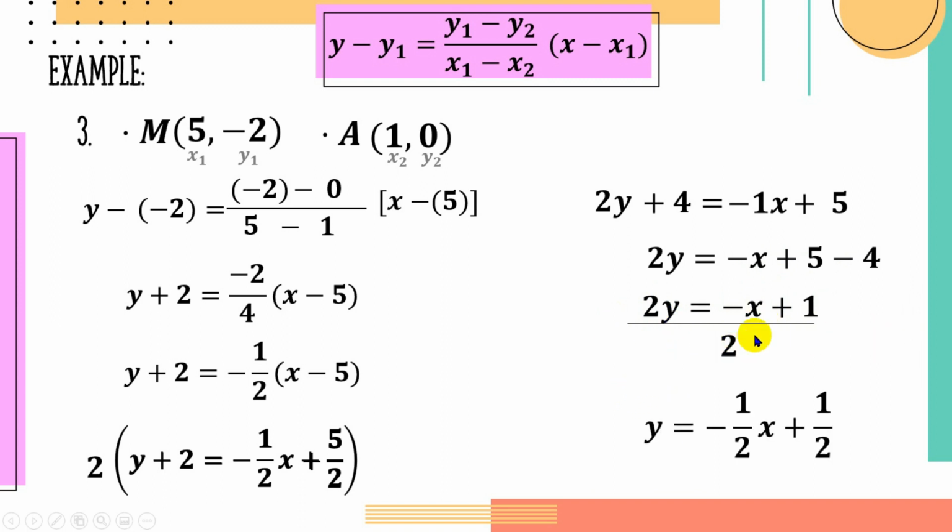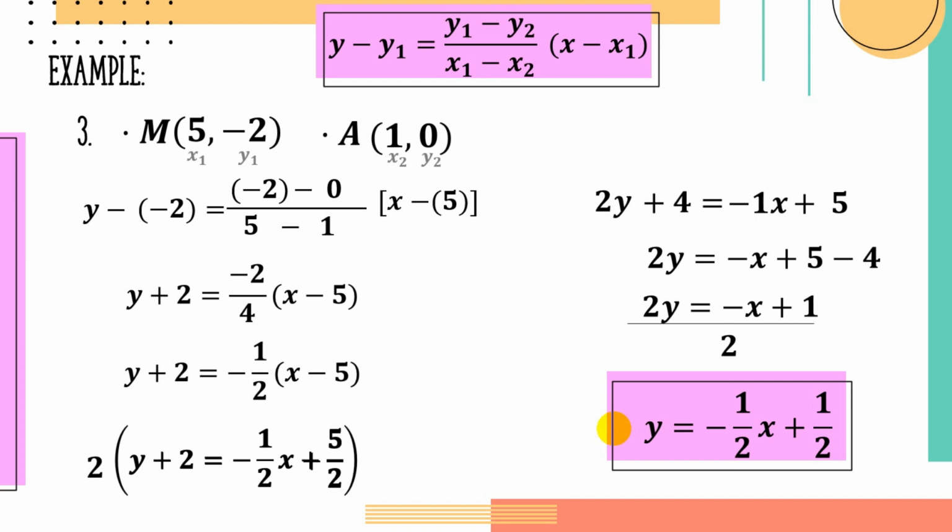Magkakaroon tayo ng y is equals to negative 1 half. Saan nanggaling yung 1? Again, numerical coefficient siya ng ating negative x. And then, 1 over 2. So, 1 half din po. The final answer for this example is y is equals to negative 1 half x plus 1 half. Okay? So, that's for our example number 3.